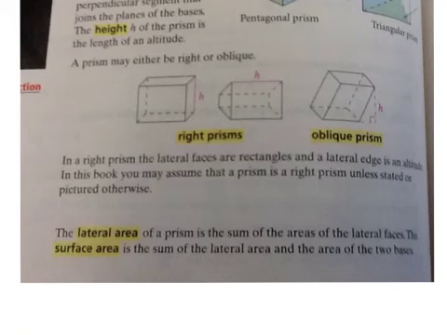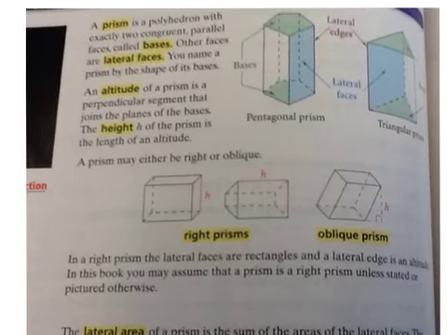What we're going to do today is look at what is known as the lateral area. And the lateral area, as we see down here, is the sum of the areas of all the lateral faces. So the sum of the areas of all the five rectangles like we saw up here on the top. So these rectangles all the way around would be the lateral area.